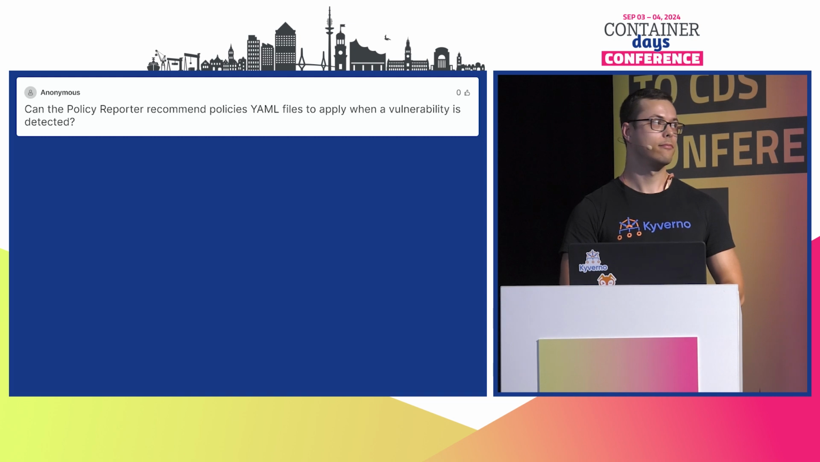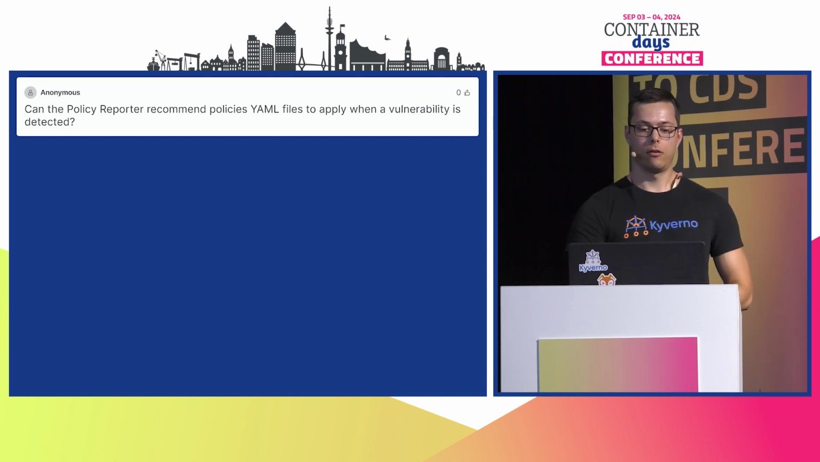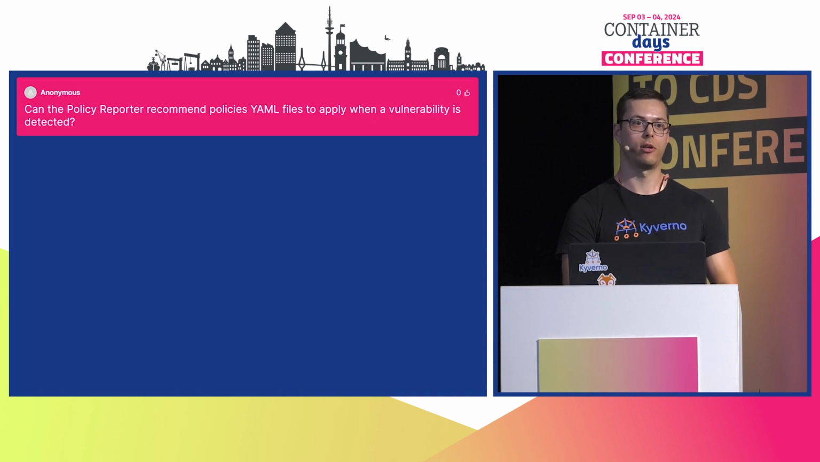We've got one question, but don't be shy, we've got lots of time. The first question is, can Policy Reporter recommend policy YAML files to apply when a vulnerability is detected? No, this kind of feature is currently not available. What I did not show is that, in the case of Kyverno, Policy Reporter can create policy exceptions, which is an additional resource to exclude a certain resource from a given policy. But in the case of Trivy operator, it cannot recommend anything.